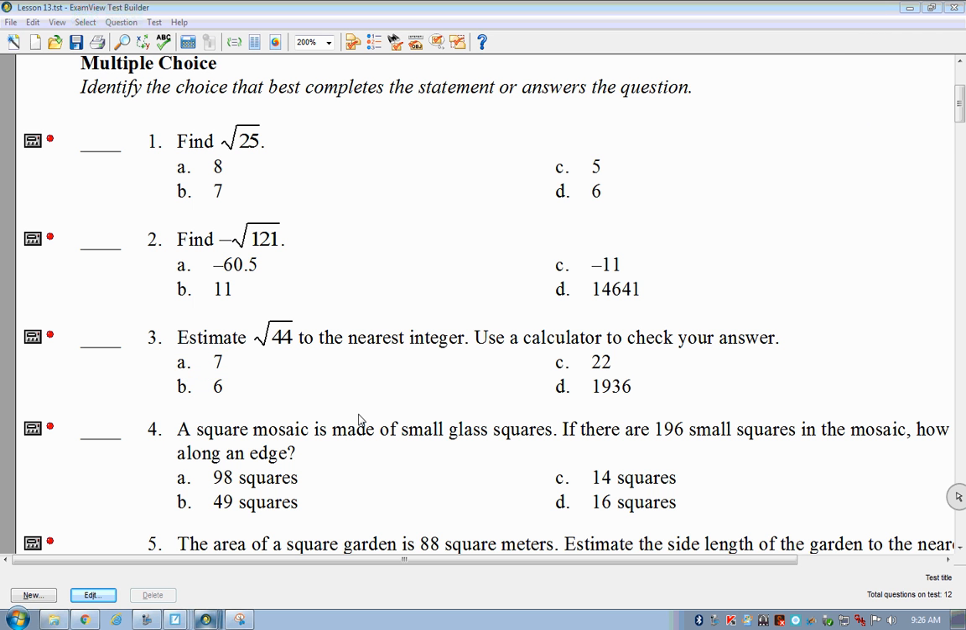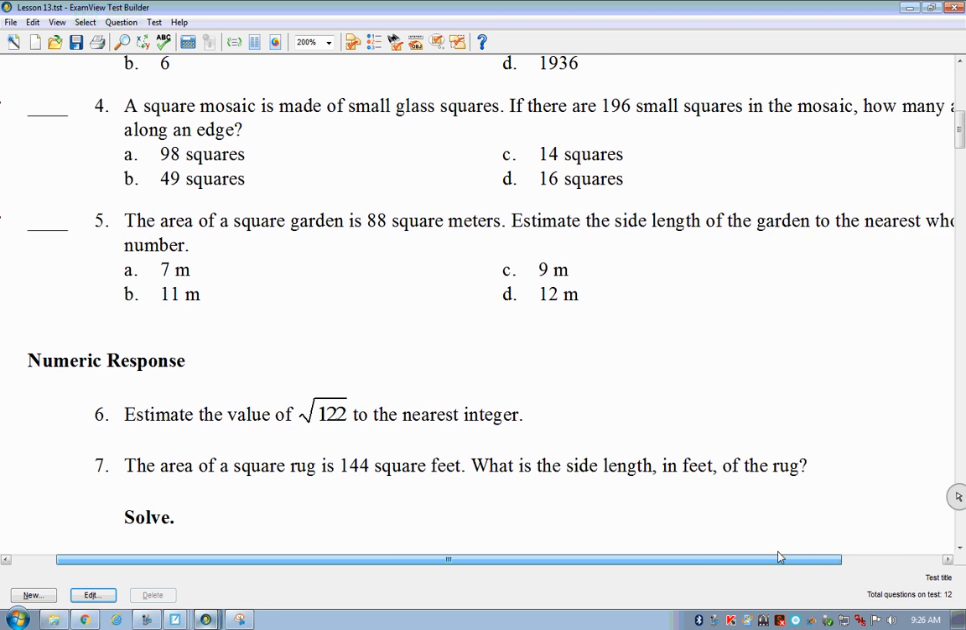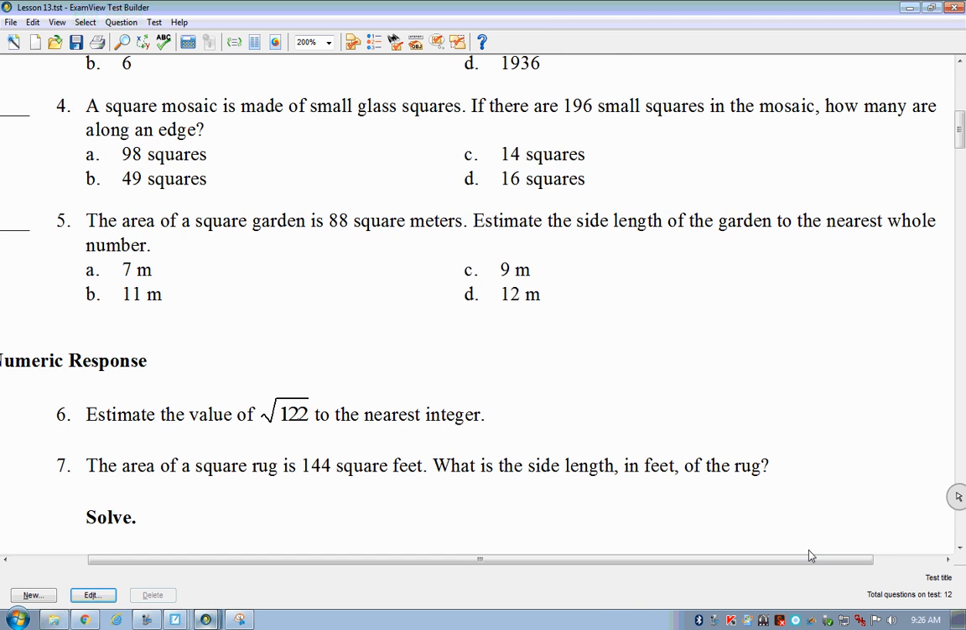All right, let's look at number 4. Now we're getting into a little bit of a word problem. A square mosaic, which means it's got tiles, small glass squares. There are 196 small squares in a mosaic. How many are along the edge? So we're taking a number times itself. What's the square root of 196?